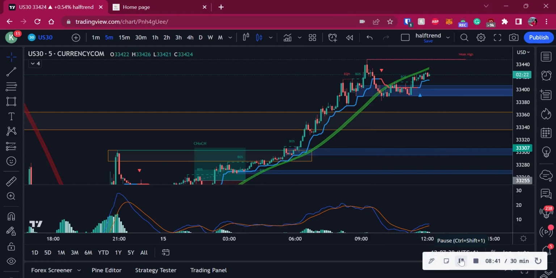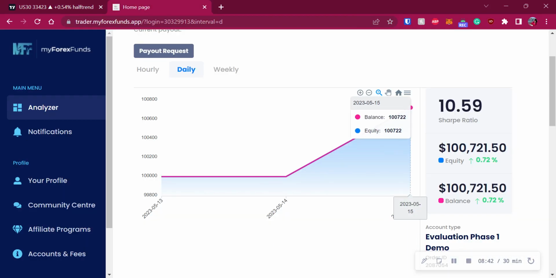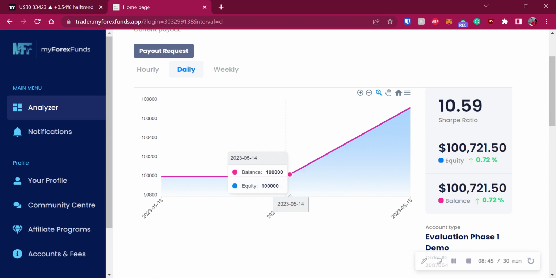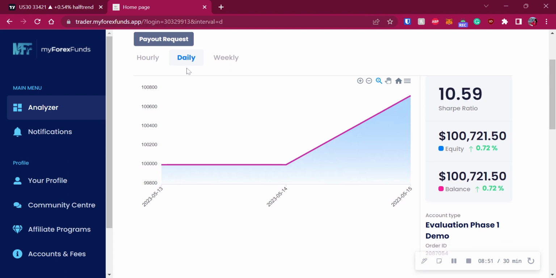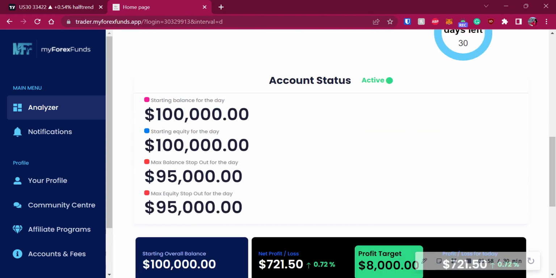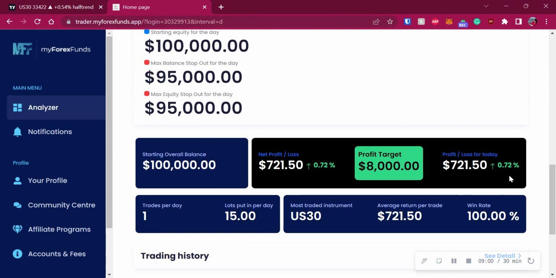Okay, so this is my Forex funds. This is my account, and it's a demo phase one evaluation account. Based on the daily, you can see I made 721.50. So that's the profit and loss today. It's a profit of 721. It was just one trade.